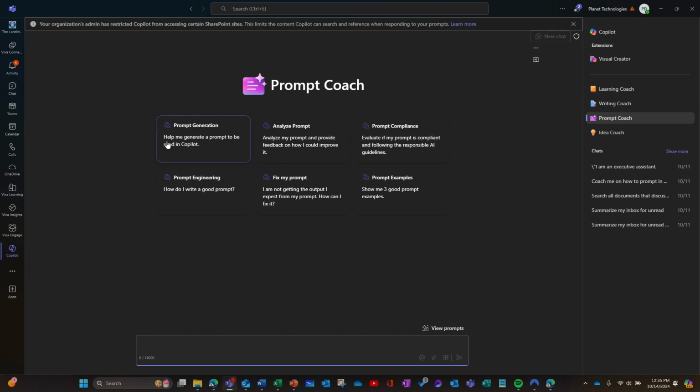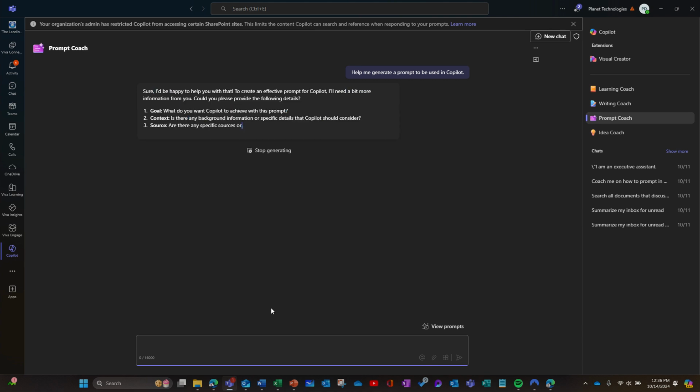So you have examples here. Help me generate a prompt to use in Copilot. Analyze my prompt and provide feedback on how I could improve it. Check if my prompt is compliant and following the responsibility guidelines. Pretty good insights. Basically, it's like agents in ChatGPT. I don't know what it's called in ChatGPT, but it's a pre-canned prompt with a context. So, help me generate a prompt to be used by Copilot. Let's see how it works.